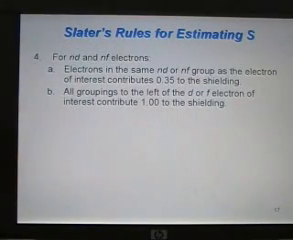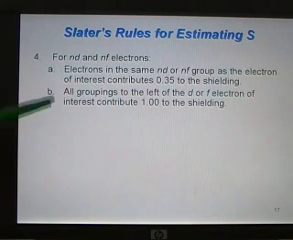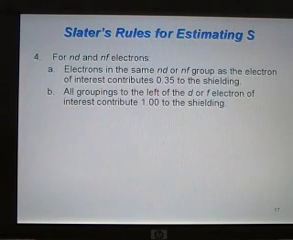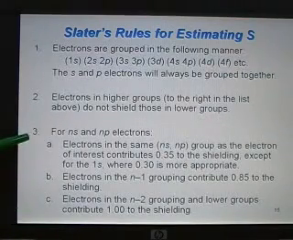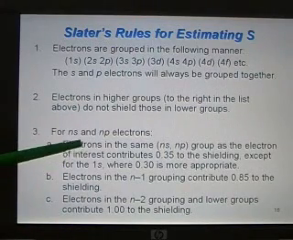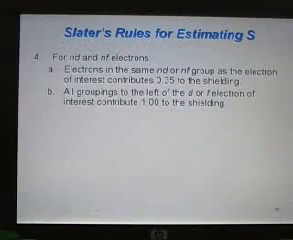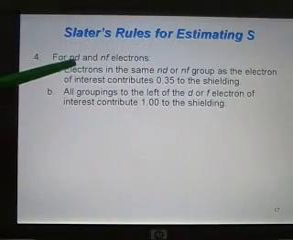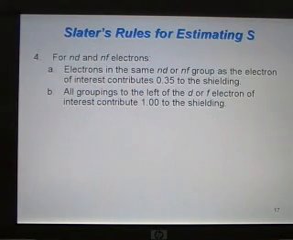If you want to calculate the shielding constant for an electron in d or f orbitals, electrons in the same nd or nf group as the electron of interest contribute 0.35 to the shielding. All groups to the left of the d or f electron of interest contribute 1.00 to the shielding. So you use Rule 3 if your electron is in the s or p orbitals. You use Rule 4 if your electron is in the d or f orbitals.